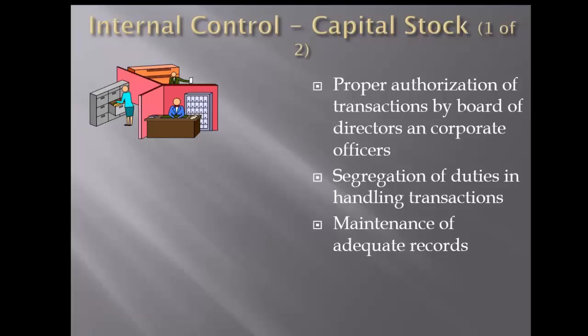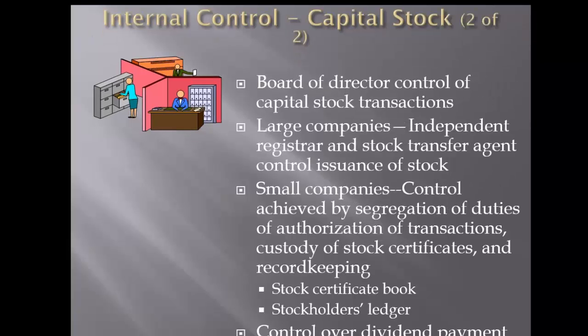So we're concerned with, from capital stock, the authorization by the board, segregation of duties in terms of handling transactions, and maintaining adequate records. We probably will be using an outside party to manage a lot of this. These registrars or stock transfer agents are part of the process. So these external bodies and individuals are ones that we need to understand as we are walking through the audit.